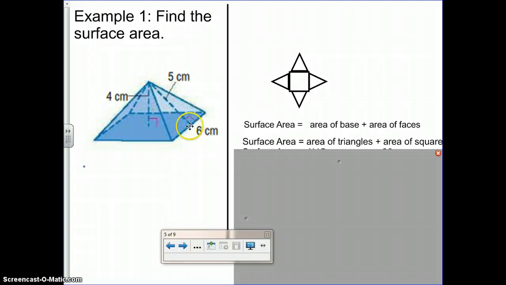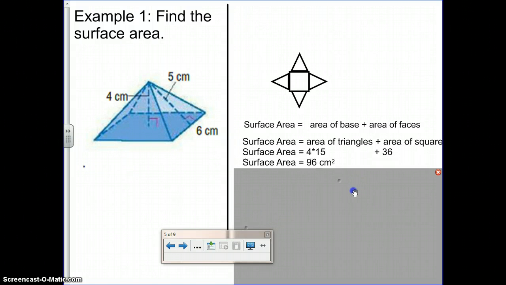So the height of this triangle is 5, the base is 6, so we are going to multiply 5 times 6, which is 30, and divide by 2. So 15 is the area of each triangle. There's 4 of them, so I'm going to multiply by 4. The area of the square is going to be 6 by 6, which is 36. And if we add that all up, we end up with 96 centimeters squared for the area of this pyramid.